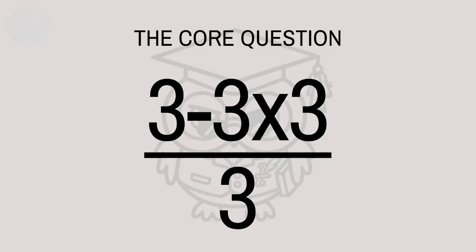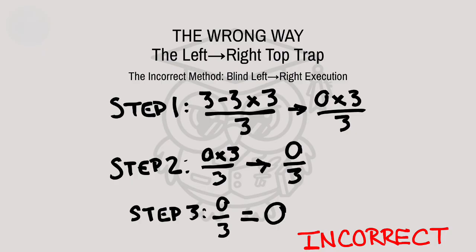Today we're solving the problem 3 minus 3 times 3, all divided by 3. We will look at the common mistake that leads to an incorrect result, and then use the correct algebraic rules to simplify it. Let's first look at the incorrect way this problem is commonly solved.